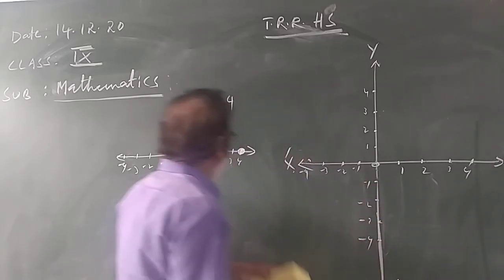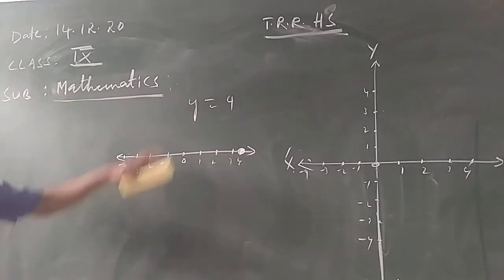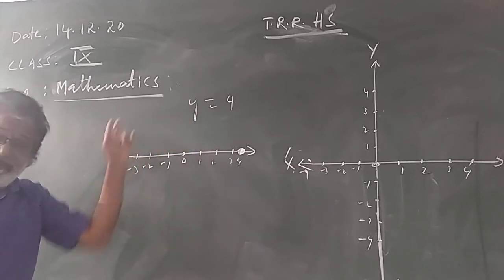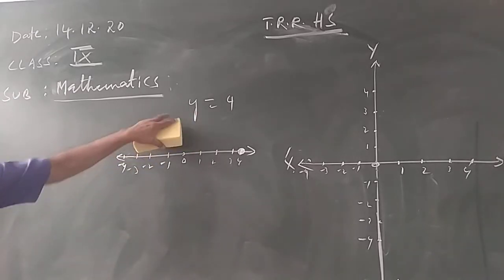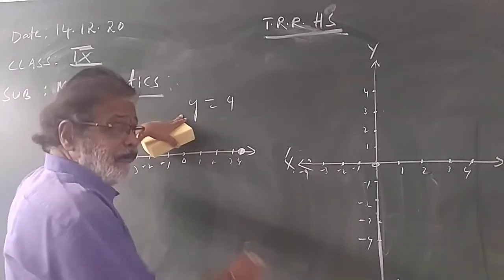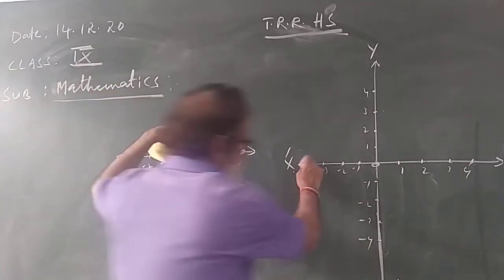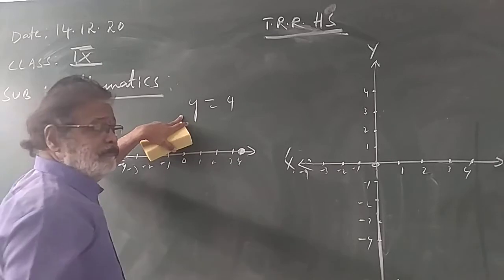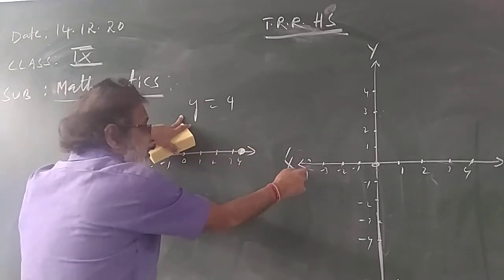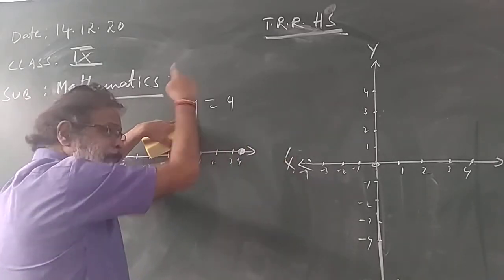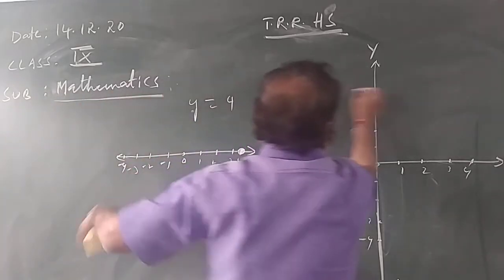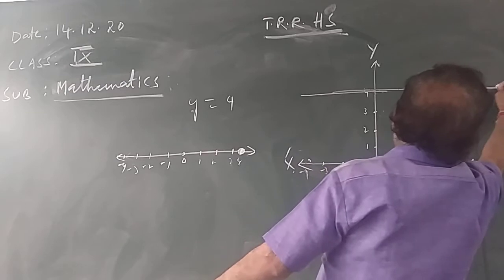So this is what y is equal to 4. It is involved in y, so it is parallel to x. If it is involved in x, it is parallel to y. y is equal to 4 is parallel to the x-axis. This is the x-axis. The line will come parallel to the x-axis. It is involved in y, so it is parallel to the x-axis. The line passing through y is equal to 4, this is the y value, like this.